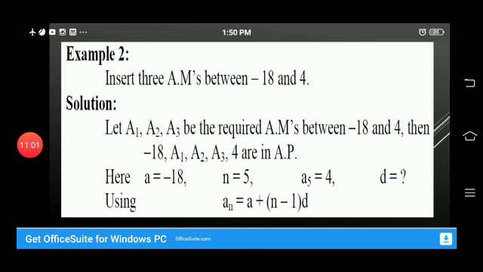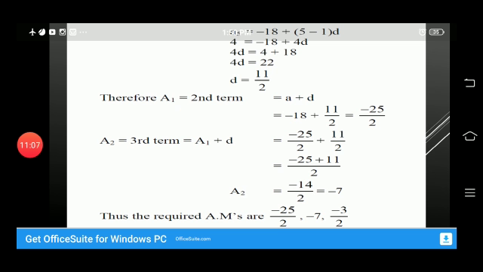So by putting these values in the nth term formula, an is equal to a1 plus (n minus 1) into d, we will find the value of d. As capital A1 is the second term, we know that a plus d is the second term. So minus 18 plus 11 over 2, what we get, the second term is minus 25 over 2.